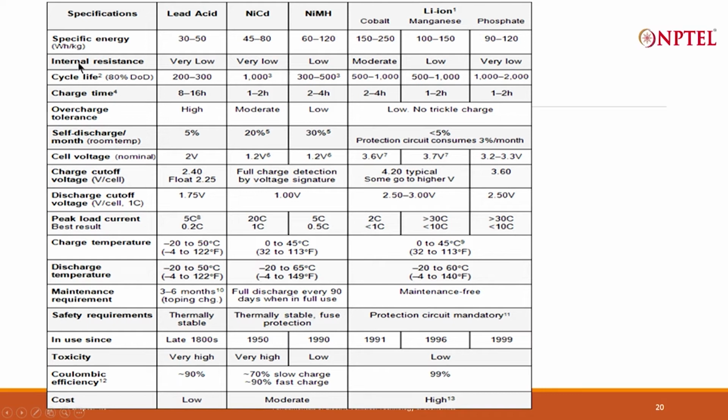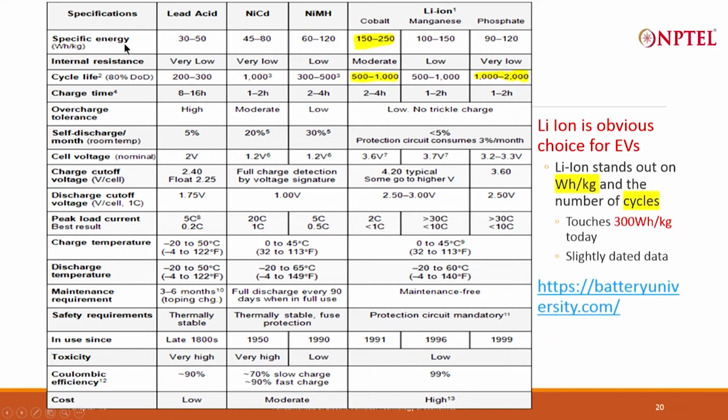Look at the first parameter here, watt hour per kg. It has been evolving, and lead acid is only 30 to 40, 50 watt hour per kg. Which means not only will it be heavy, but it will also use a lot of materials. Nickel cadmium went a little better, nickel metal hydride did a little better. Then came phosphate, manganese, and now cobalt, 250 watt hour per kg.